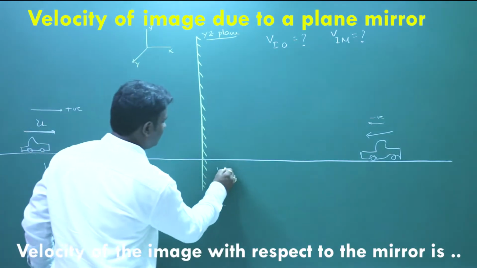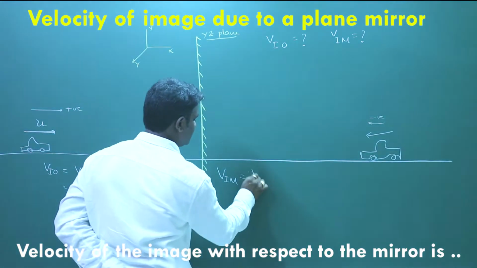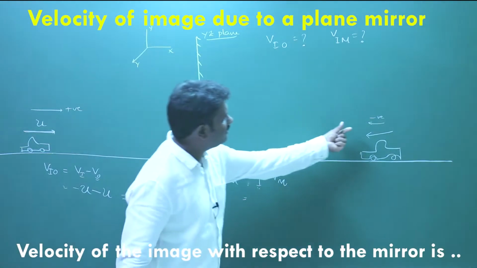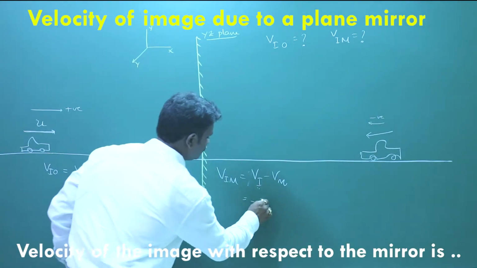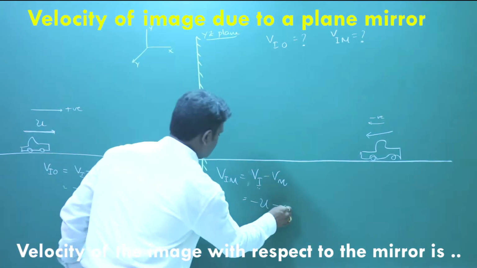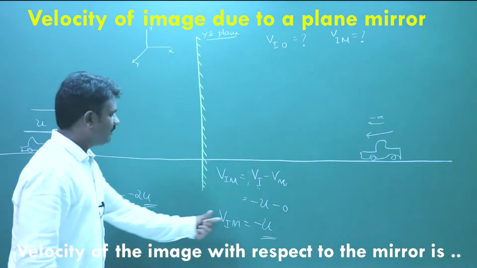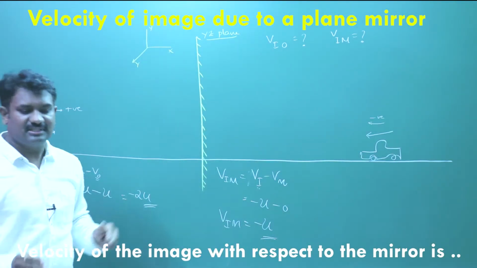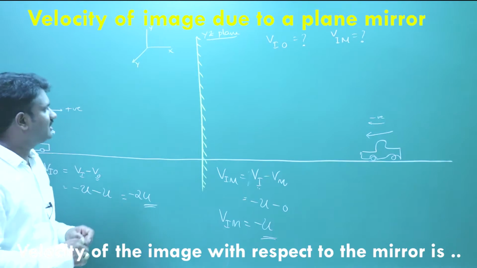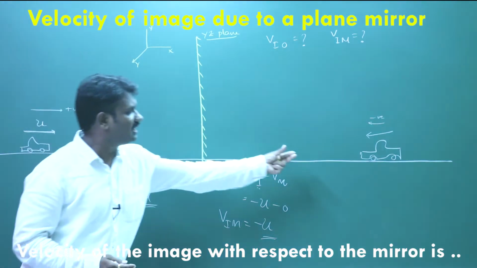Now, what is the velocity of the image with respect to mirror? For this, the relative velocity formula is velocity of image minus velocity of mirror. So, the velocity of image is negative u, minus the velocity of the mirror. The mirror is at rest, so that is 0. So, the velocity of image with respect to the mirror is equal to minus u. It means the magnitude is u, the same as the velocity of the object, but in the opposite direction to the object. This is when the object is moving perpendicular to the plane of the mirror.